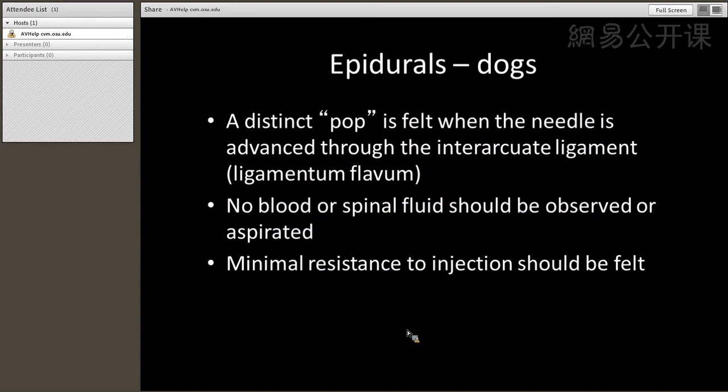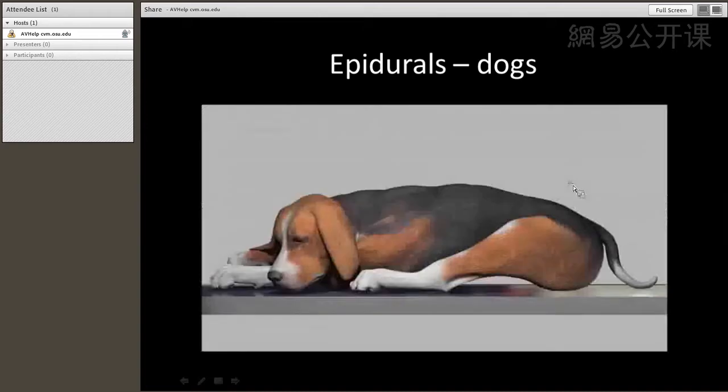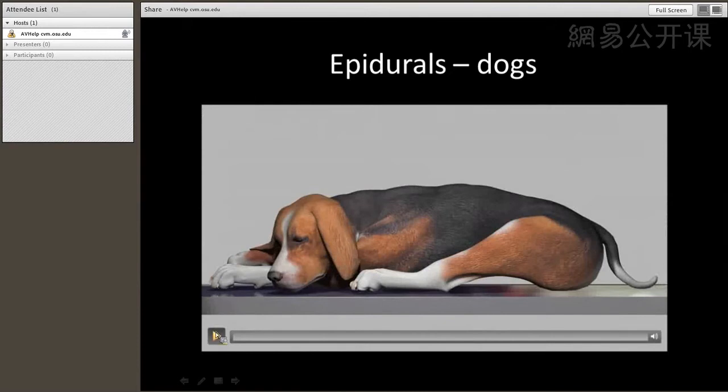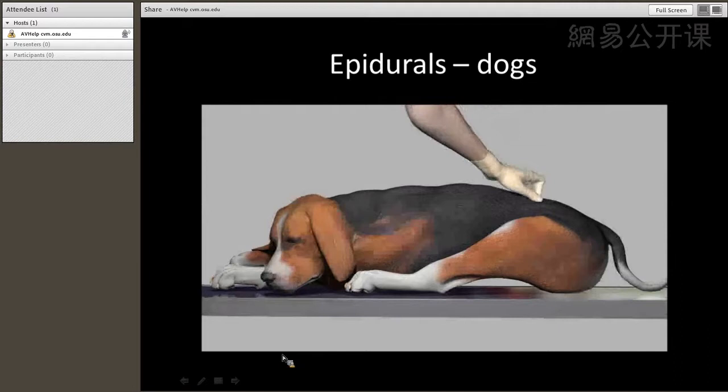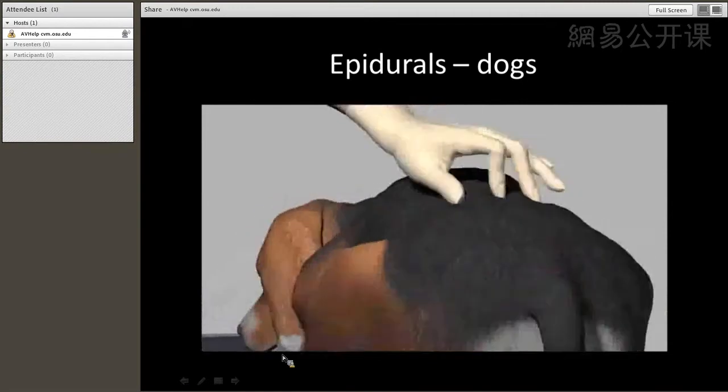You shouldn't get any blood or spinal fluid, and you don't need to aspirate back when you're doing a lumbosacral epidural. And you should feel minimal resistance to injection. And so Tim Voigt put this together to demonstrate what you need to look at and what you're going to do when you do an epidural in a dog.